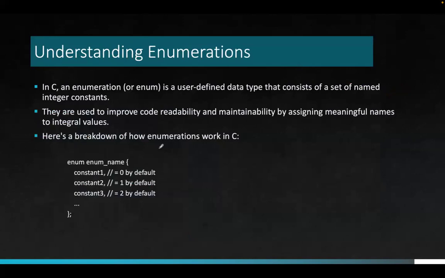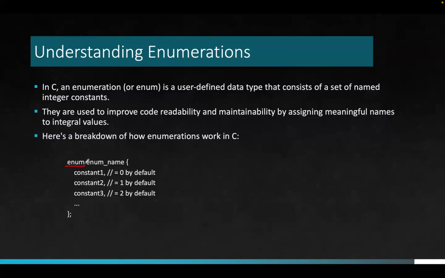Next topic is enumeration, which is enum. In C, an enum is a user-defined data type that consists of a set of named integer constants. They are used to improve code readability and maintainability by assigning meaningful names to the integer values. How can we do it?